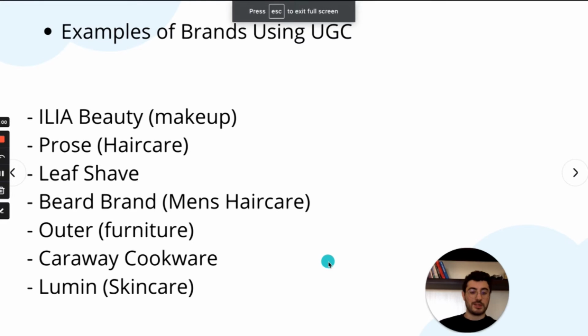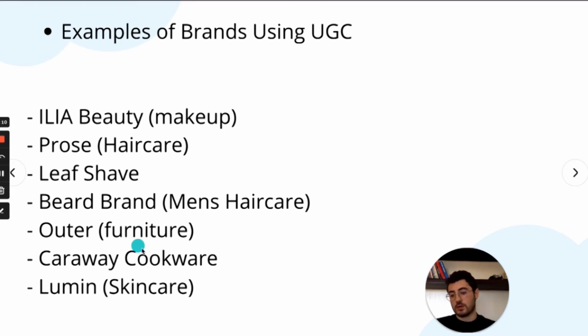But one thing to mention with the examples that I gave here is it's quite a wide variety of the type of content. So a lot of them are beauty brands in terms of makeup, hair care, but you also have furniture brands using user-generated content. You have cookware brands, and you're getting more and more different types of brands who didn't consider using this type of content. They're using it now just because of how well it works.